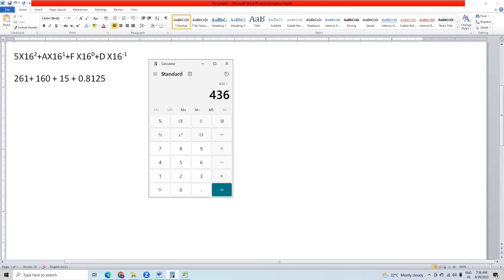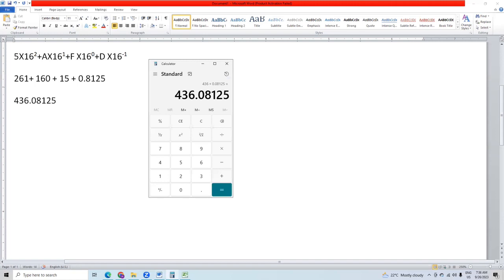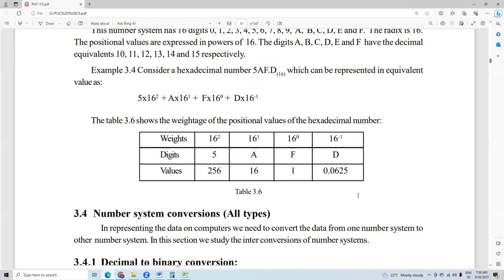So now let us add all this: 1280 plus 160 plus 15 plus 0.8125. The total answer is here. The final answer is this. Right. So like this, hexadecimal numbers will be manipulated. Right.